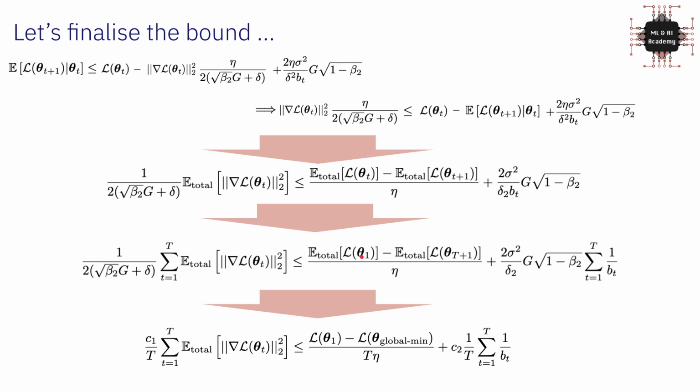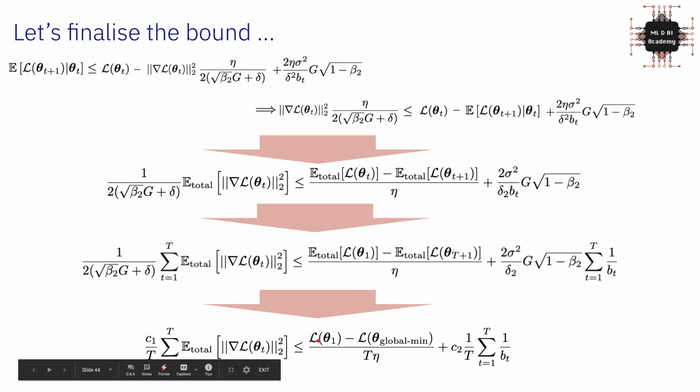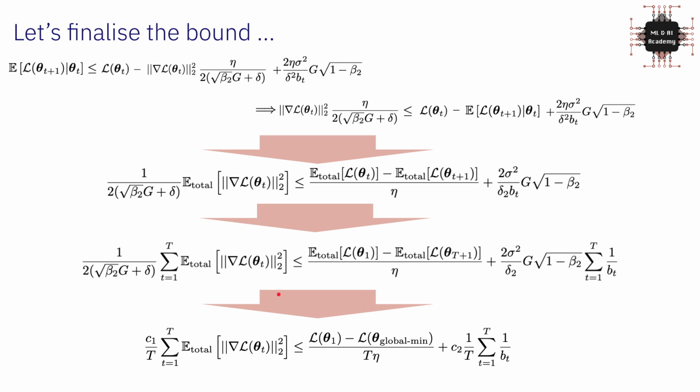Like we can choose theta 1, so it's not really random, and that's why E total of L theta 1 is just L theta 1, because there's no randomness from the algorithm that induces theta 1, it's just something we pick. And now remember that the function we have is always bounded from below by a global minimum, right? So we assume that there exists a global minimum. So that means that the loss function value, or the objective value, is minimal at the global minimum.